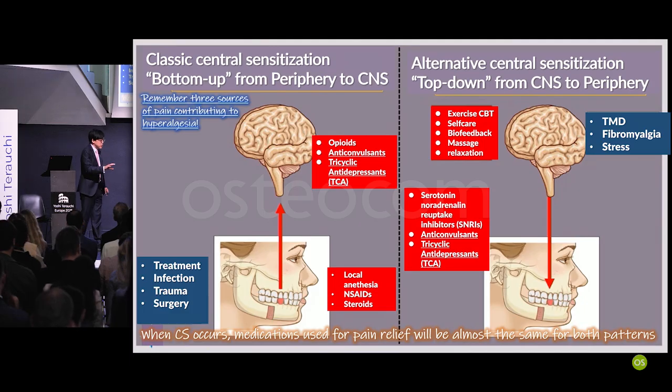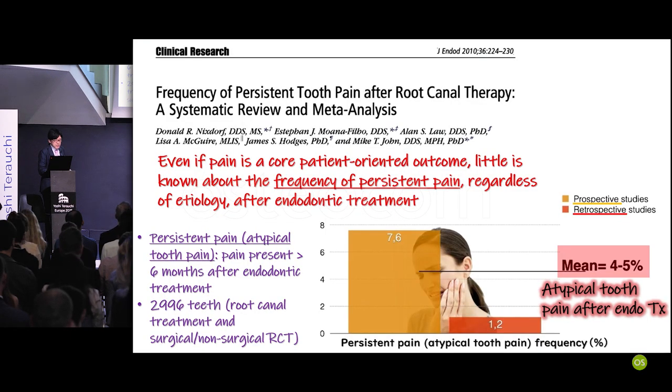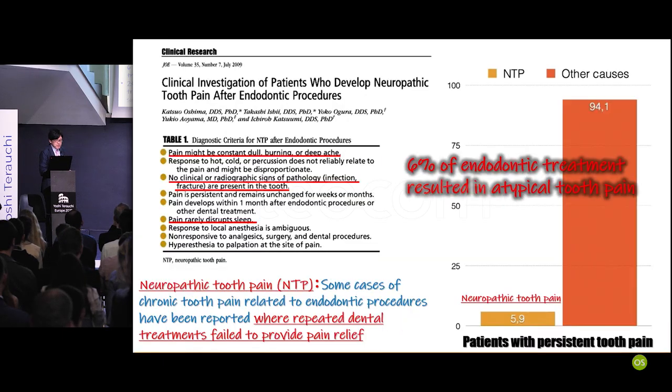So you could be the one to create psychogenic pain. Or you could induce psychogenic pain by providing endodontic treatment because of the mechanism that I showed you. So again, you don't have to see this because I have already showed you this slide. Another case, 6% of endodontic treatment resulted in psychogenic pain. So this study shows the same. 4 to 6% of endodontic treatment resulted in psychogenic pain.